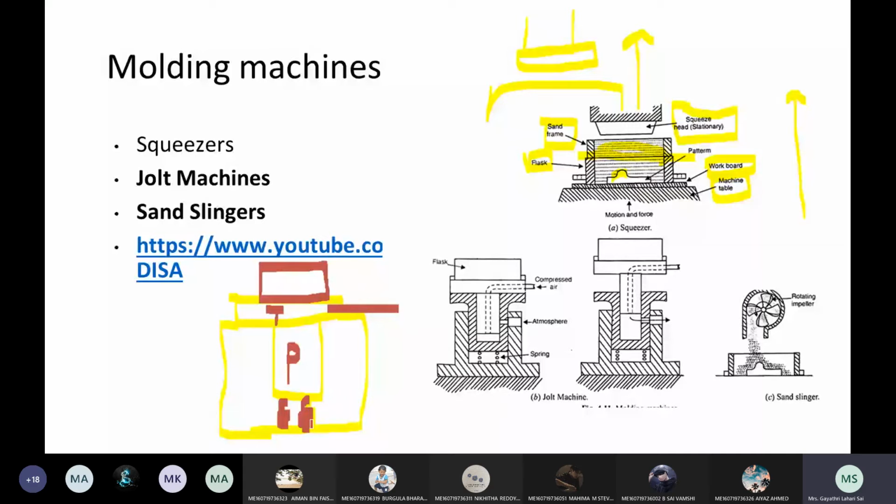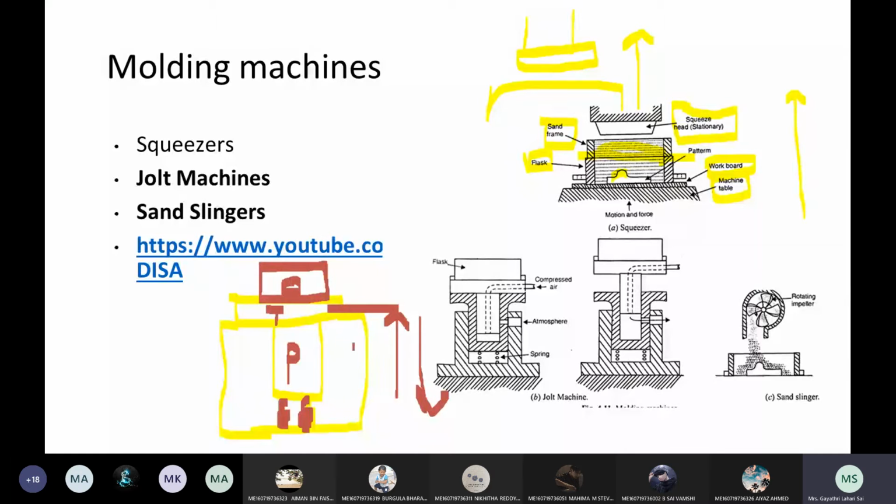Compressed air will be blown into this, and this is a plunger or a piston. Because of the compressed air, this plunger will be moving up and down. To this plunger there will be springs attached. The usage of the springs is that the spring will absorb energy. To the top of the plunger there will be a table, and to this table they will fix the flask. It could be cope or it could be drag, whichever flask they want with a pattern.